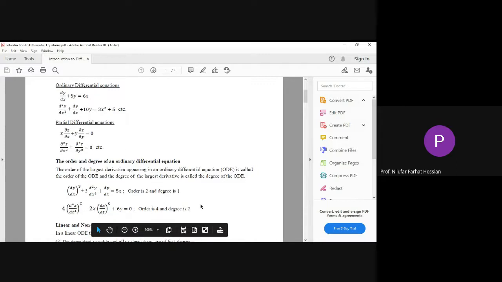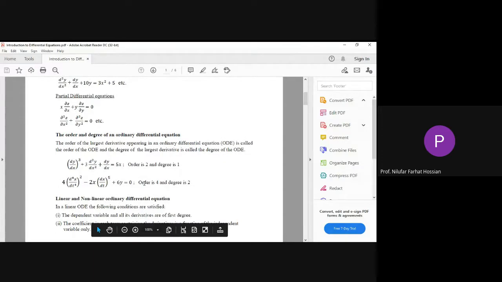Okay, so here we have two more examples. Look into this and please answer me. What is the order, the highest order of the derivative here? Please tell me, what is the highest order here? Third order. Huh? Third order? Why third order?